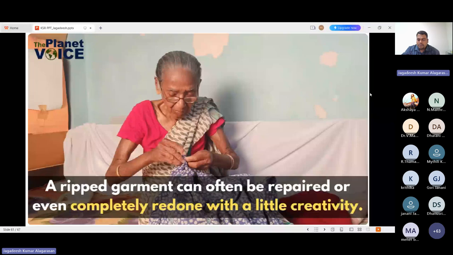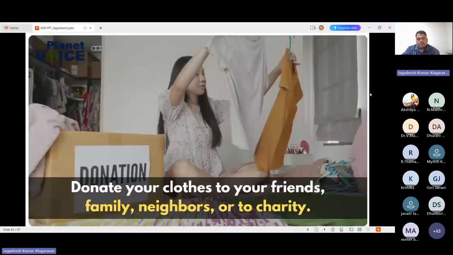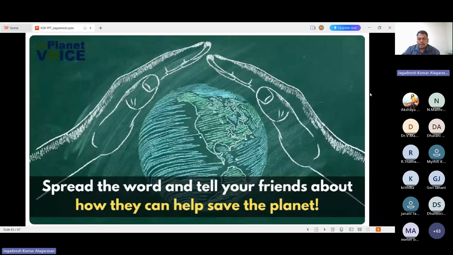So you can use the used cloth in a different way, with a little creativity, or donate your cloth to your friends, family, and neighbors, or to charity. This is also a way to reduce the solid waste. So spread the word and tell your friends about how they can help save the planet.